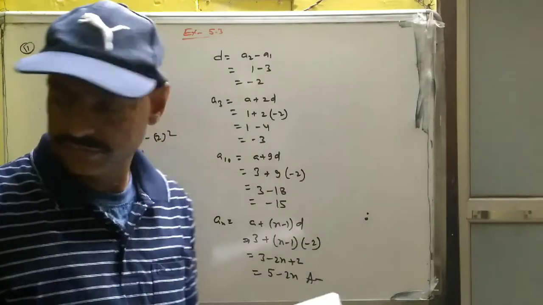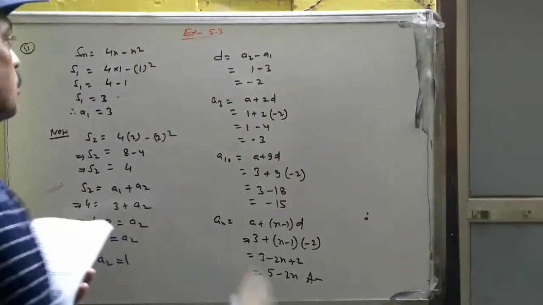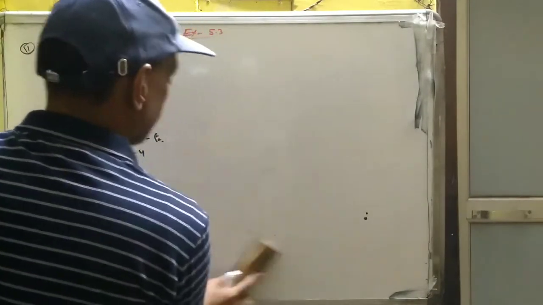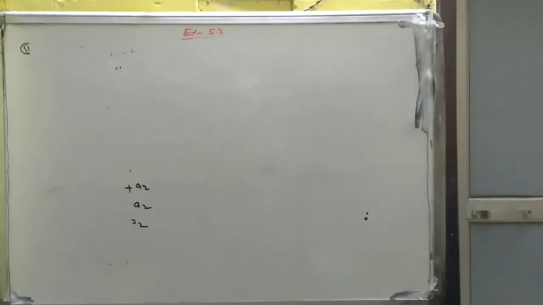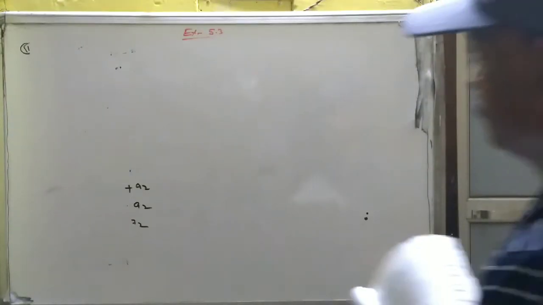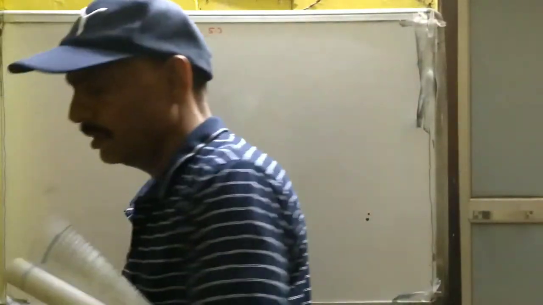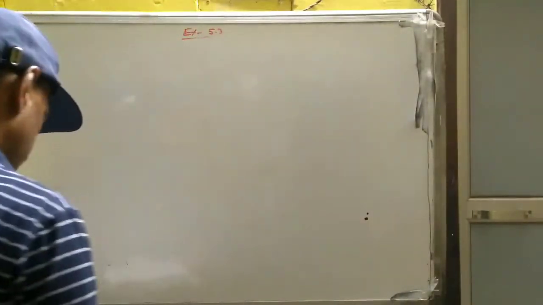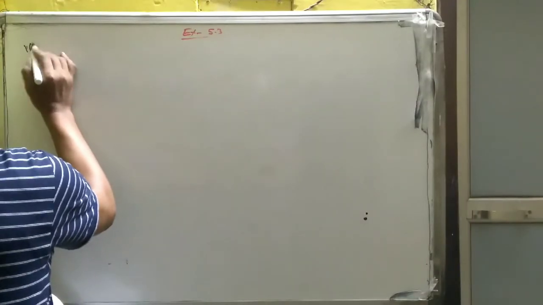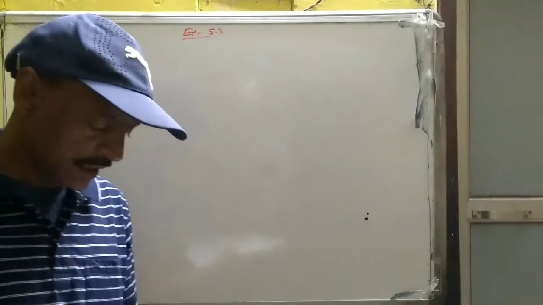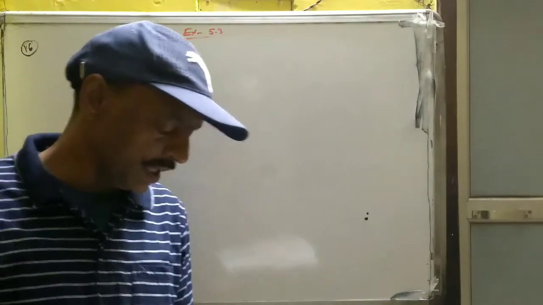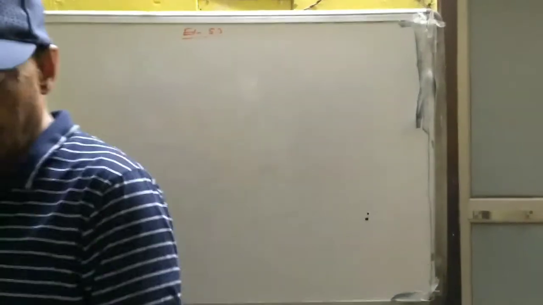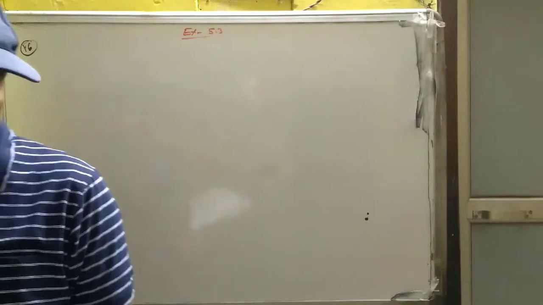Question number 16. Let us solve question number 16 here. In the question number 16, look here. The sum of 700 is to be used to give 7 cash prizes to the students of a school for their overall academic performance. If each prize is ₹20 less than the preceding prize, find the value of each prize.